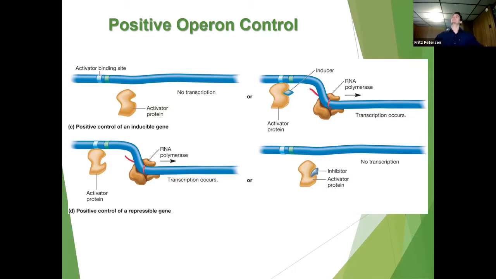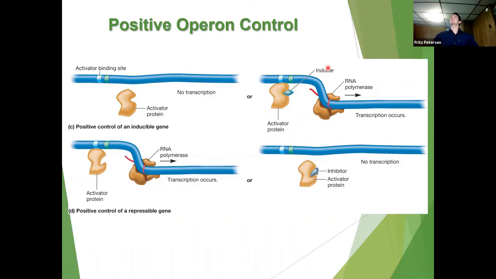In positive inducible operons, activator proteins are normally unable to bind to the pertinent DNA. See, this activator protein cannot bind to this DNA, and because this is an inducible gene, no transcription is occurring. So for transcription to occur, you need this activator protein to bind to this activator binding site. This is where the inducer comes in.